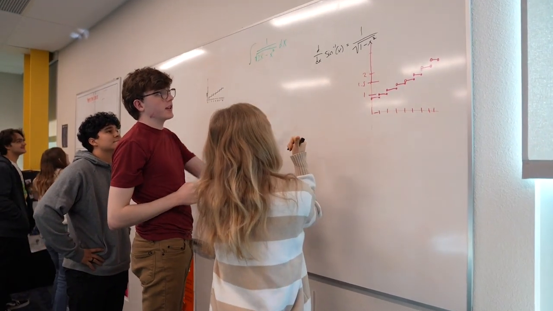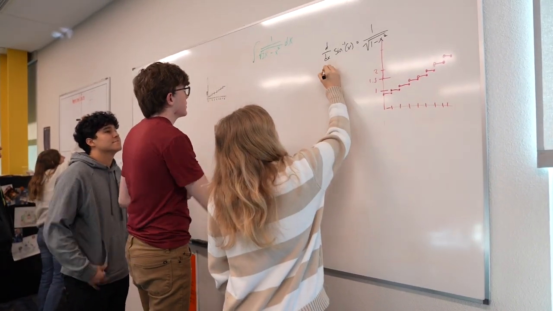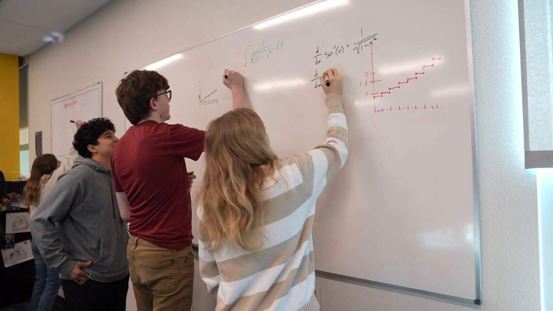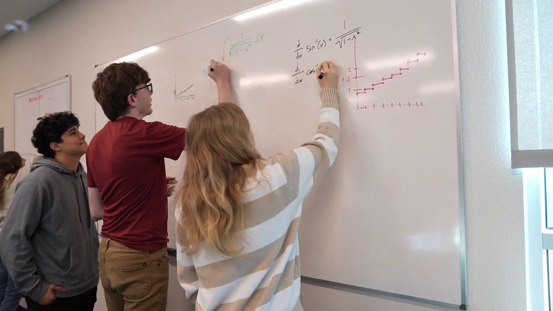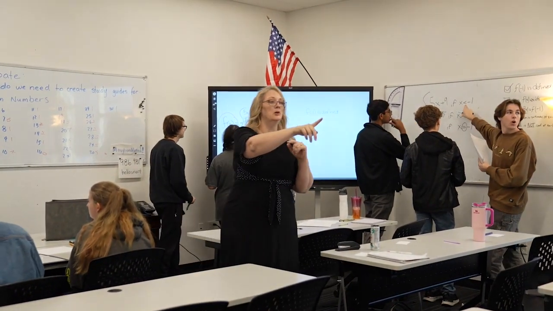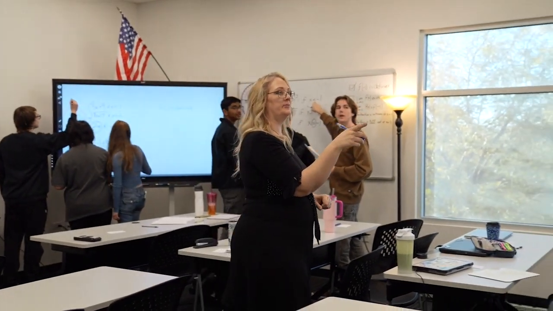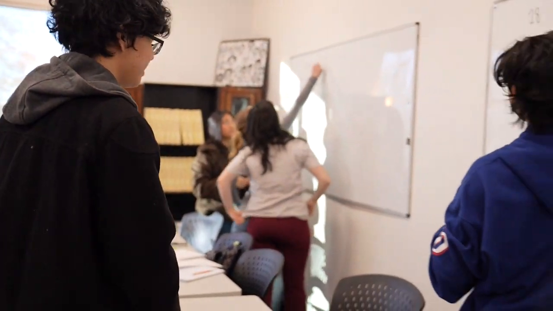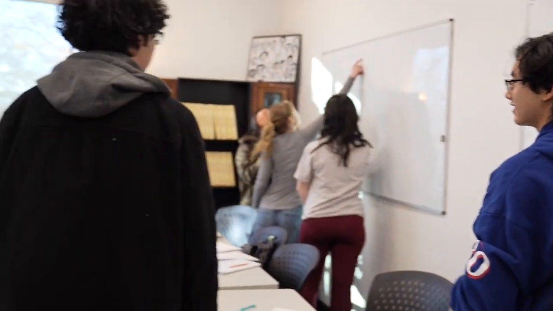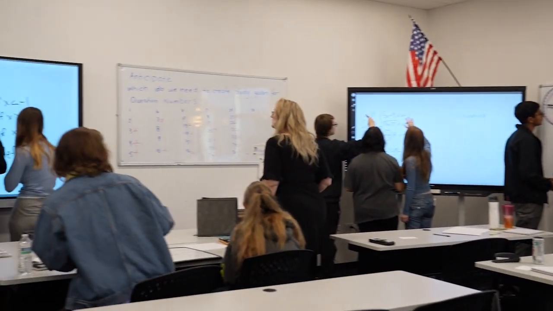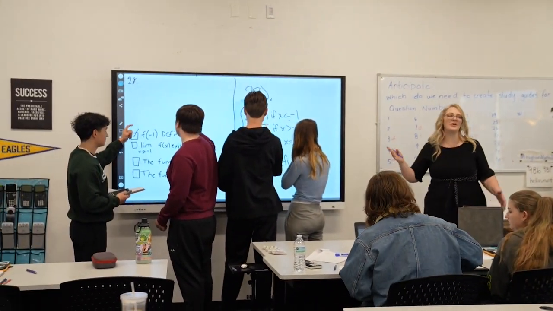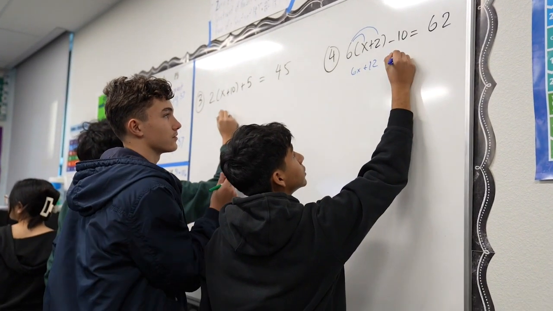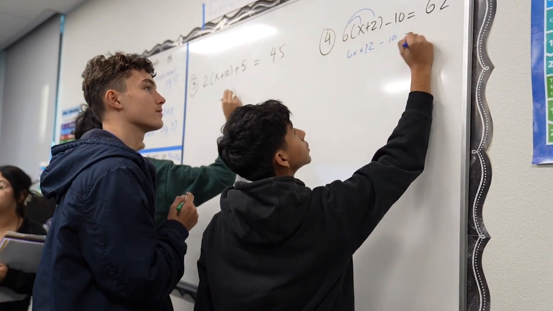And then do the cosine one. Good. Do you guys know what side is the left side of negative 1? Yes, good. Okay. What about the front? Do you guys know what side is left side of negative 1? Okay, perfect.